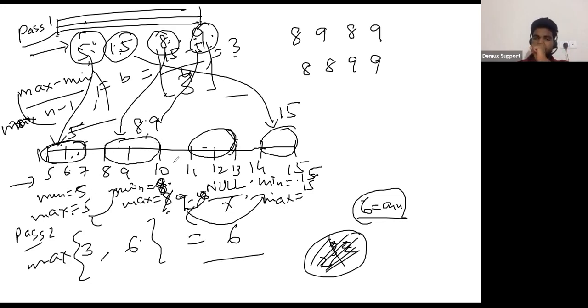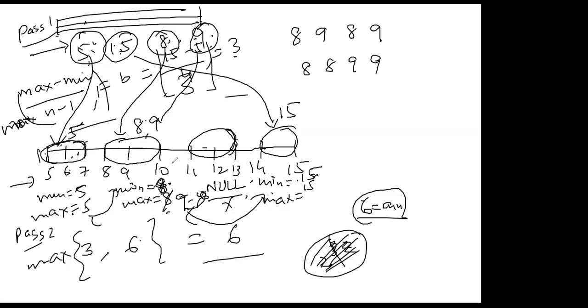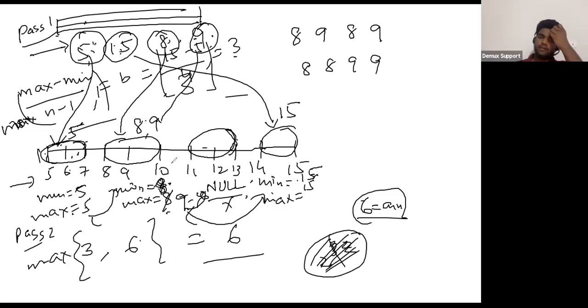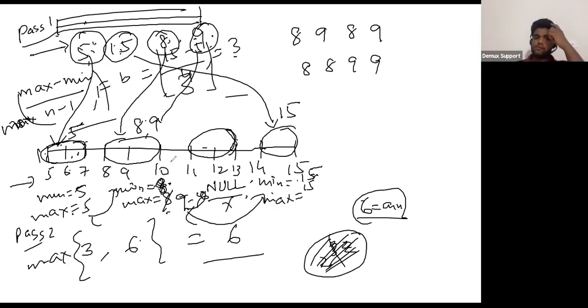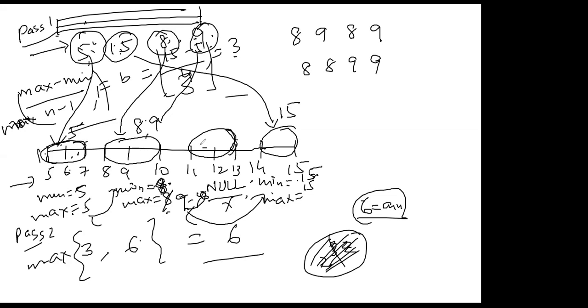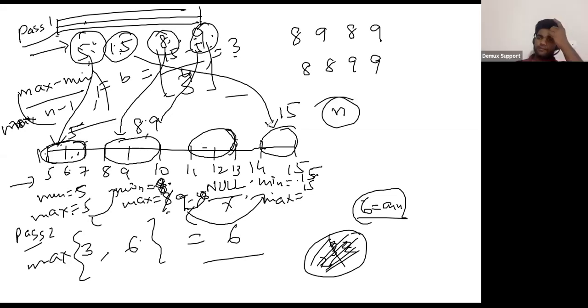Is this algorithm clear? Sir, the worst case is that we'll end up creating a bucket for each element. Yes. And then basically what will be the running time then? N. Yeah. Is that the worst case?